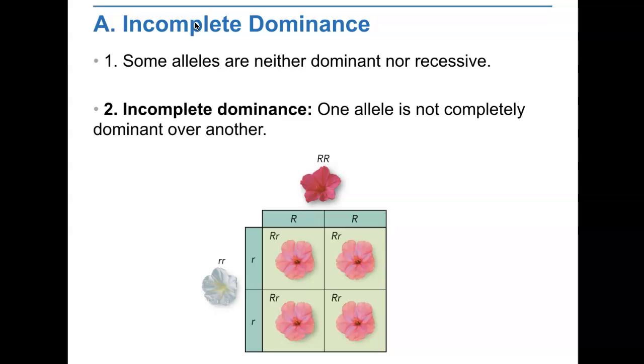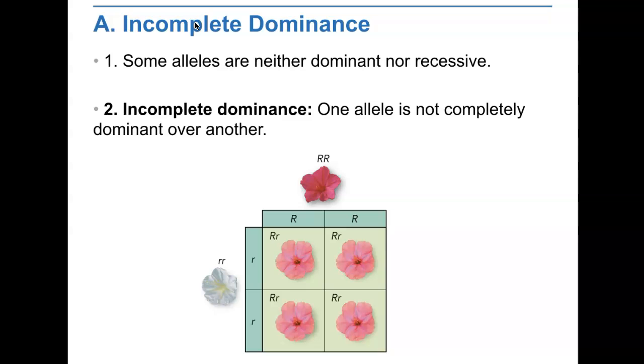Most genes do not behave quite so neatly as the two-allele pattern of simple dominance shown by Mendel's peas. Many genes are quite a bit more complicated. A cross between four o'clock or Mirabilis jalapa plants, shown here, shows a common exception to Mendel's principle.